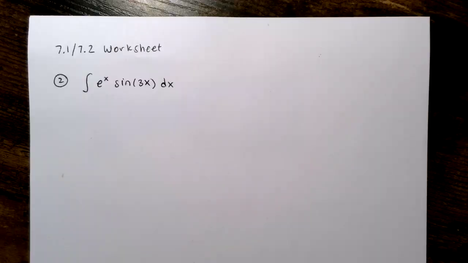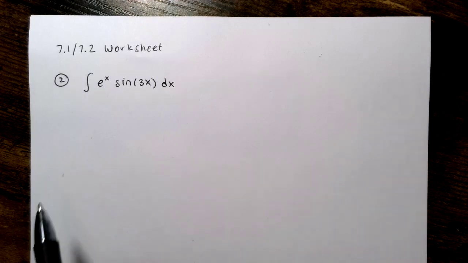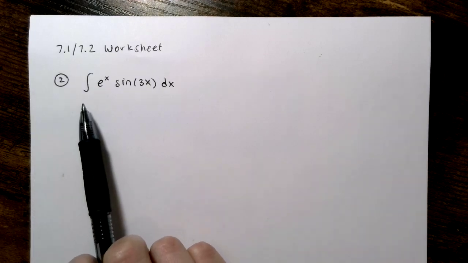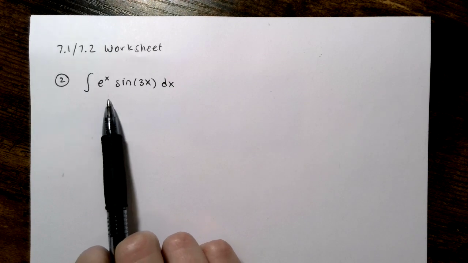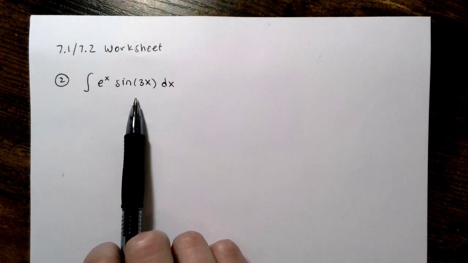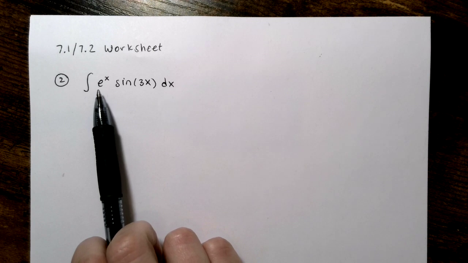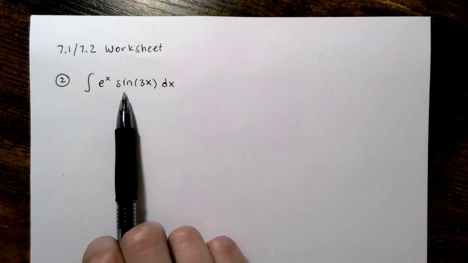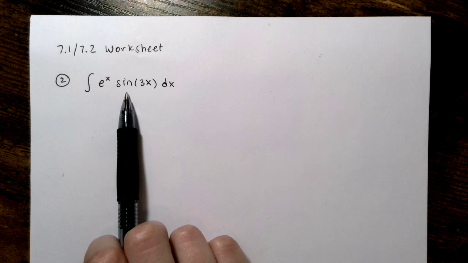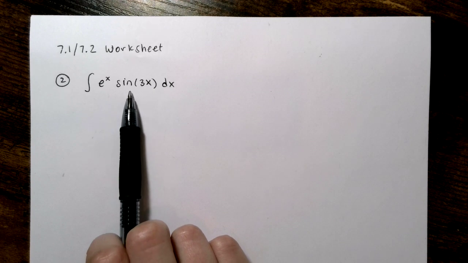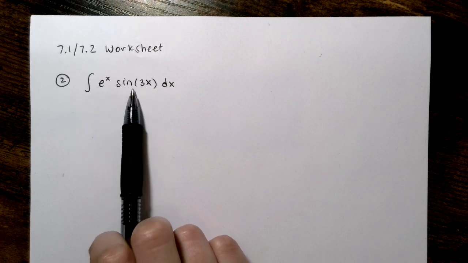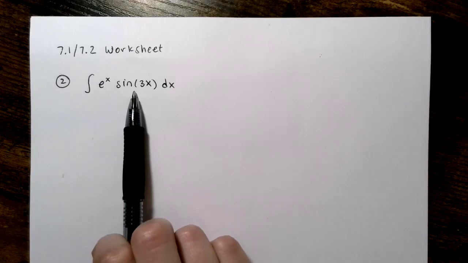Let's talk about number 2 on the worksheet for this week, 7172. I'm going to start with number 2 on the worksheet, which is the integral of e to the x sine of 3x. I see the combination of the exponential with sine or cosine, so I know that not only is this a by parts problem, but this is going to be the wraparound by parts. I'm going to do by parts twice using the same u and dv choice both times, and then algebraically solve for my answer.